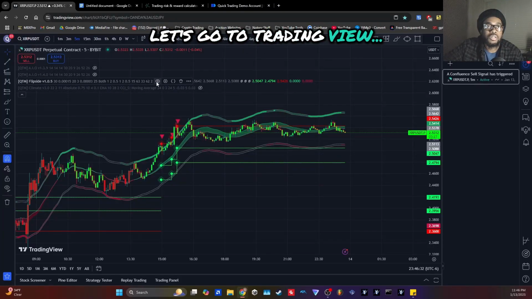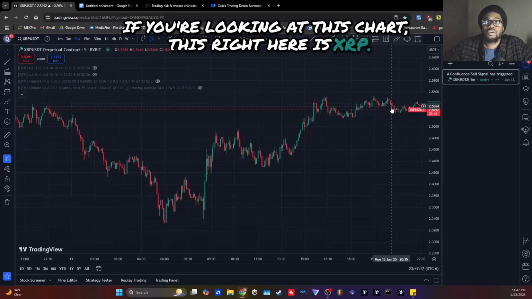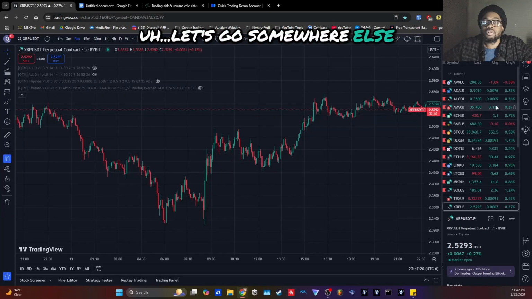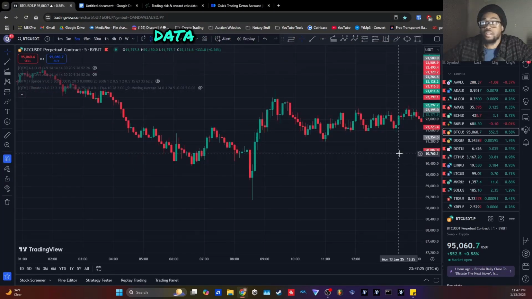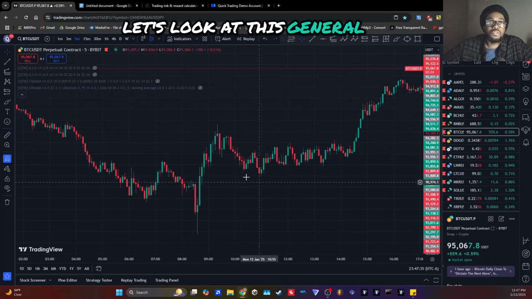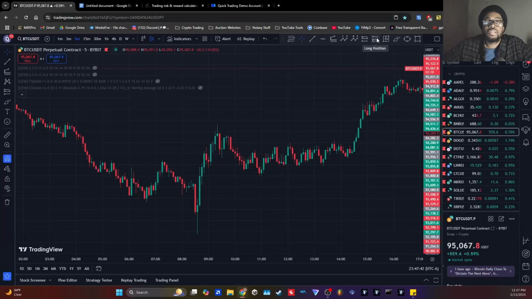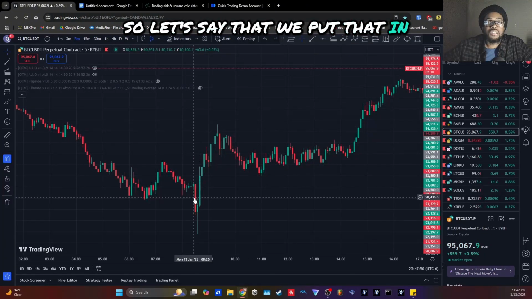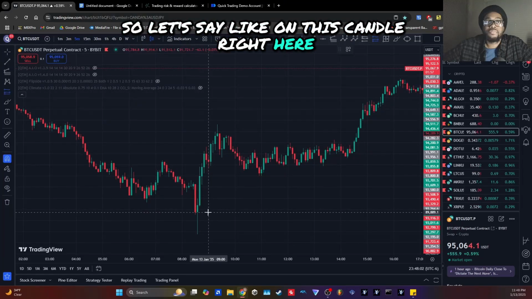Let's go to TradingView. This is one of my trading indicators that I've been working on. If you're looking at this chart, this right here is XRP. Let's look at Bitcoin, right? And this is tradingview.com. This is where you can see all your chart data and stuff like that. So let's look at this general area right here. If you look at these things right here, this is short position, this is long position. Let's say that we're looking for long positions, which means that we're looking for the price to go up. So let's say we put that right in this area, because it looks like it's about to go up. So let's say on this candle right here, we put that right here.